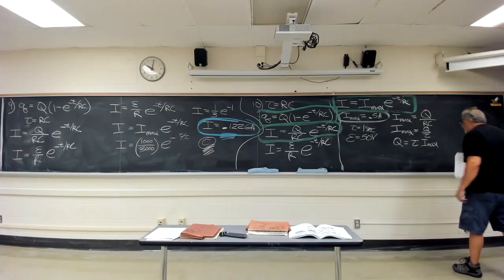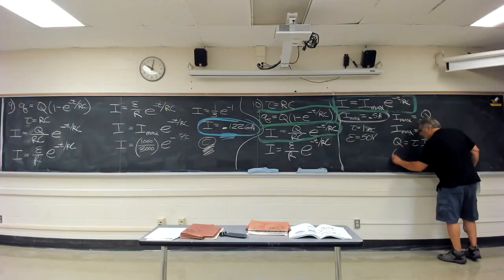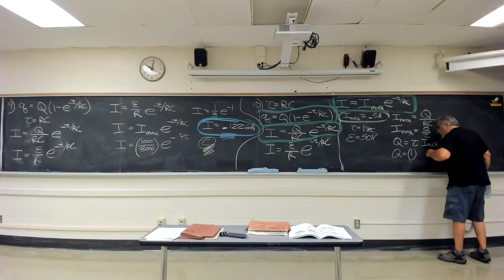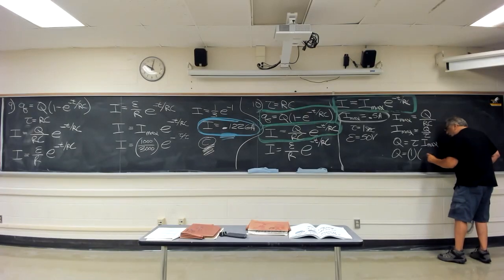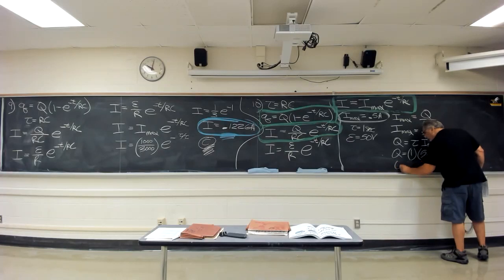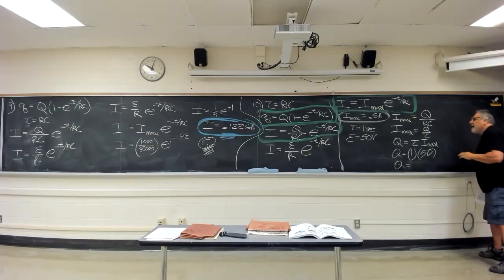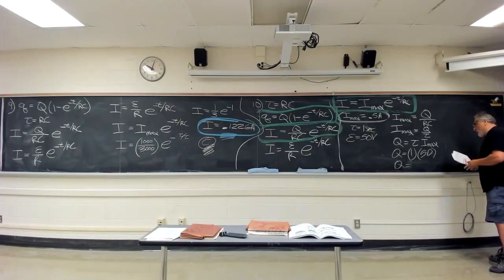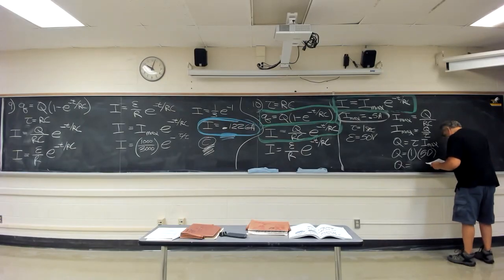They told us I max, that's the big Q. They told us tau was 1 second. I max, they told us, was 50 volts. Notice I didn't put any units here. I know the units are going to agree with me because I'm using volts, coulombs, not millivolts. I'm using just regular volts, seconds. So it's going to be okay.